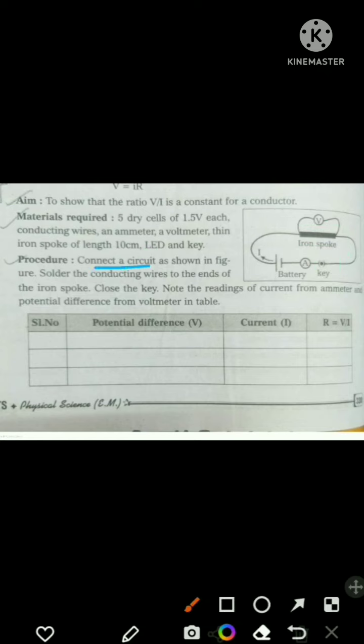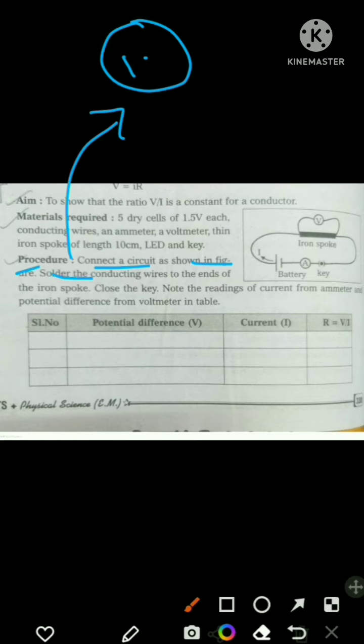So what is the procedure? Here we are going to connect. Always write this procedure in points. So the first point is: connect a circuit as shown in the figure, and solder the connecting wires to the ends of the iron spoke.